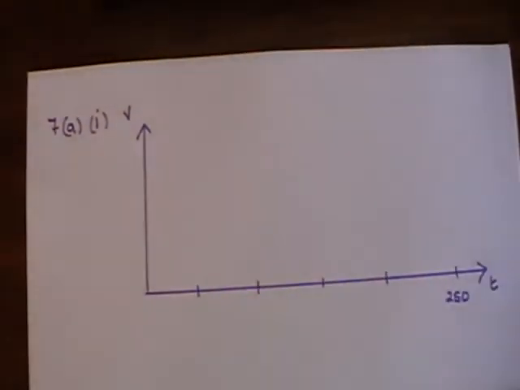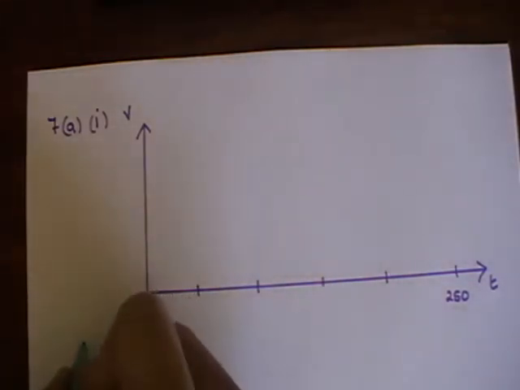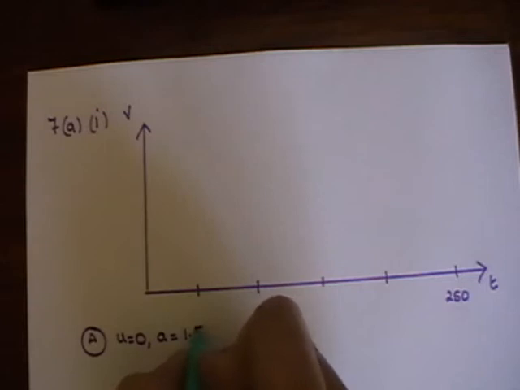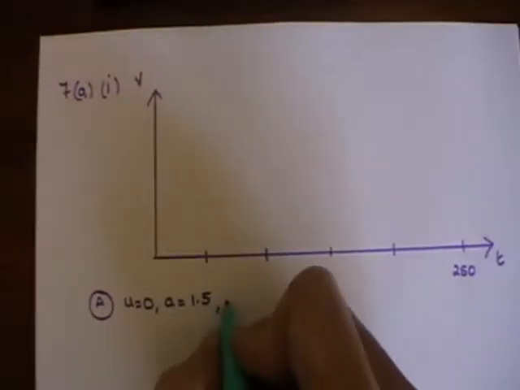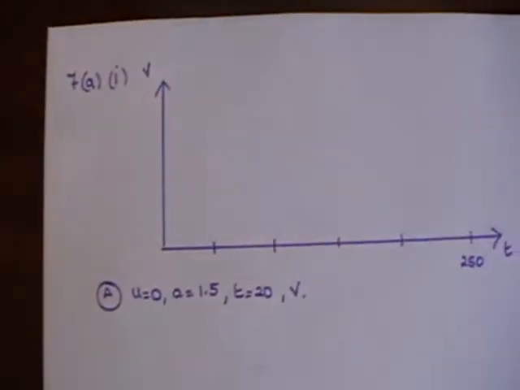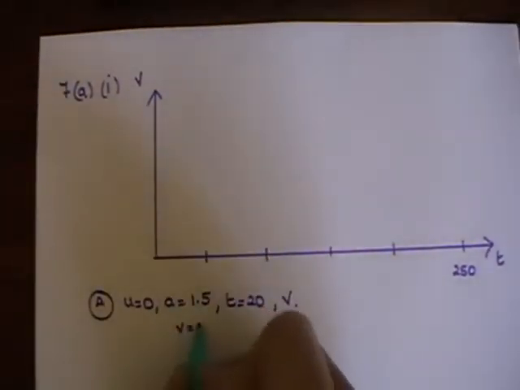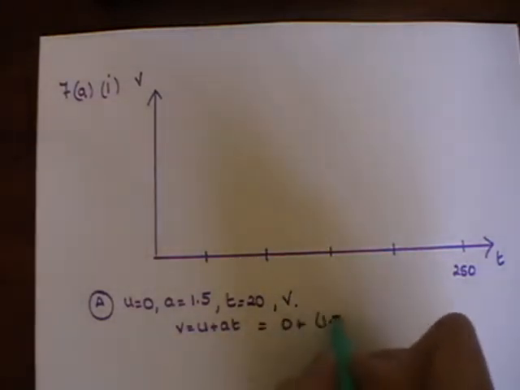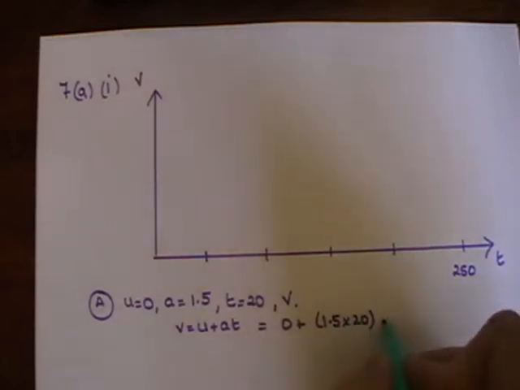Right, so you're told, first of all, its initial velocity is 0, and it accelerates uniformly for 20 seconds. So I'm going to call it three parts. This is part A. Its initial velocity is 0. Its acceleration is 1.5 meters per second squared, and the time is 20 seconds. And we want to calculate its final velocity at the end of that. So V equals U plus AT, which is equal to 0 plus 1.5 times 20. And V comes out to be 30 meters per second.